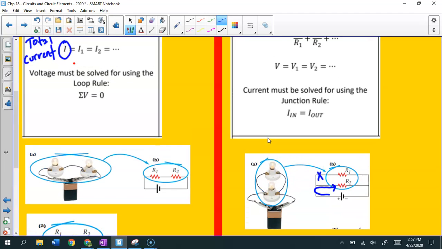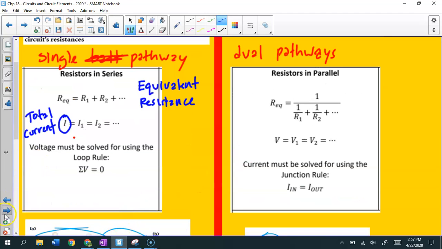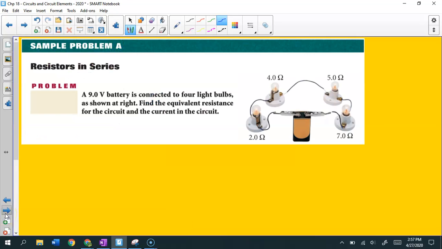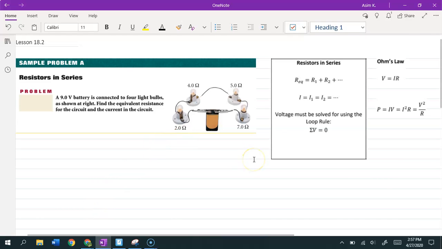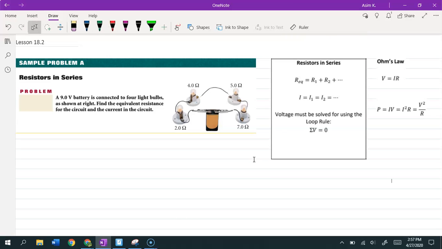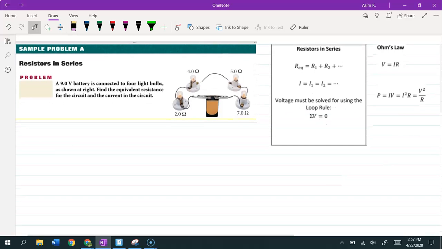So let's go ahead and try some examples. All of these rules are going to make a lot more sense when you actually try some of the examples. I've copied the first example here because it requires that you also make a diagram, and you're going to be required to draw diagrams as well. It says sample problem A, resistors in series. There is a 9-volt battery connected to 4 light bulbs as shown at right. We're going to call these light bulb A, light bulb B, light bulb C, and light bulb D.